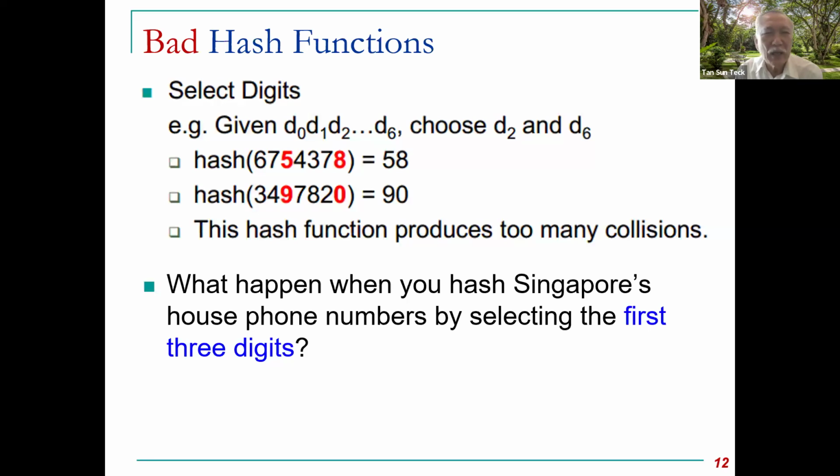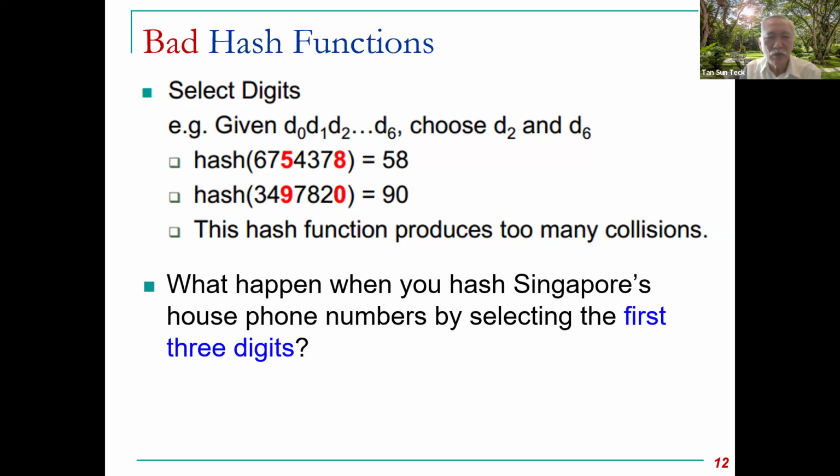Of course, when we talk about good hash functions, we should mention the bad hash functions, so that we can avoid using them. For example, if we just select a digit among the given value, say a telephone number in Singapore, and you always choose the third digit and maybe the seventh digit as the hash value, then this is going to introduce a lot of collisions. This is not a good hash function because every time you create a collision, you have to spend time resolving it.